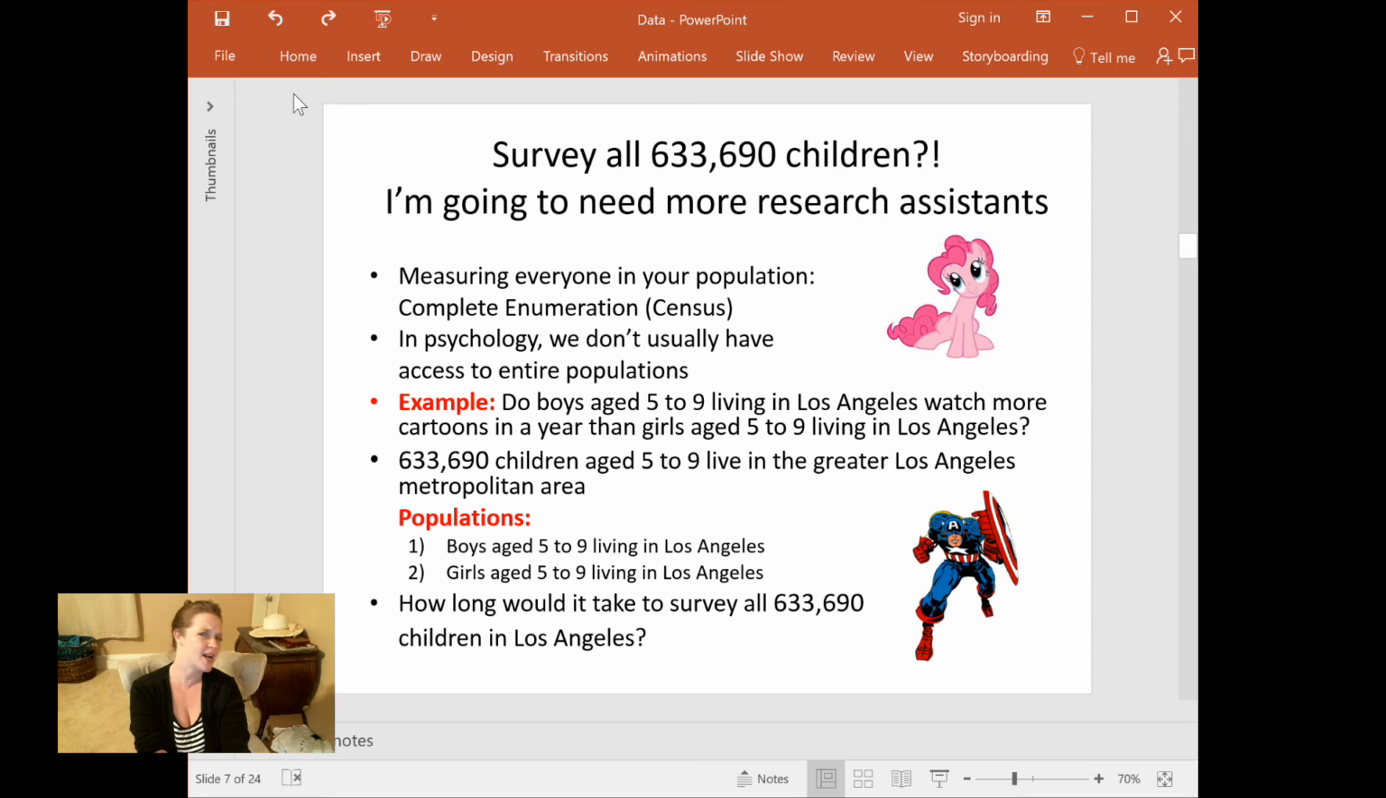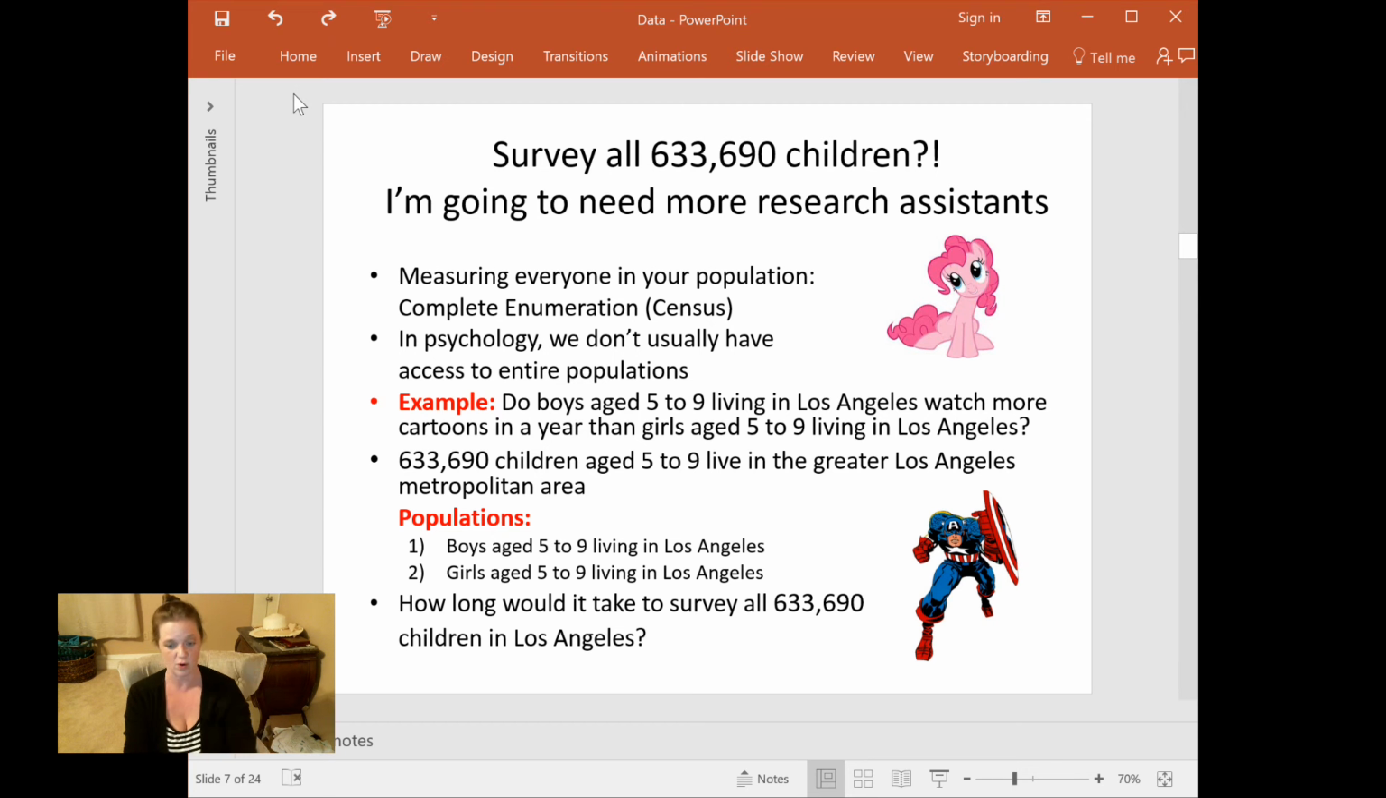So let's try to consider a different research question. Let's take this one. Do boys aged 5 to 9 in Los Angeles watch more cartoons in a year than girls aged 5 to 9 living in Los Angeles? Typically developed boys and girls. And so it's a very narrow research question. I'm only interested in these 2 very narrow populations, just typical boys aged 5 to 9 and typical girls aged 5 to 9 living in LA. I've narrowed it down to region, I've narrowed it down through age, and I've narrowed it down to only those who are typically typical.